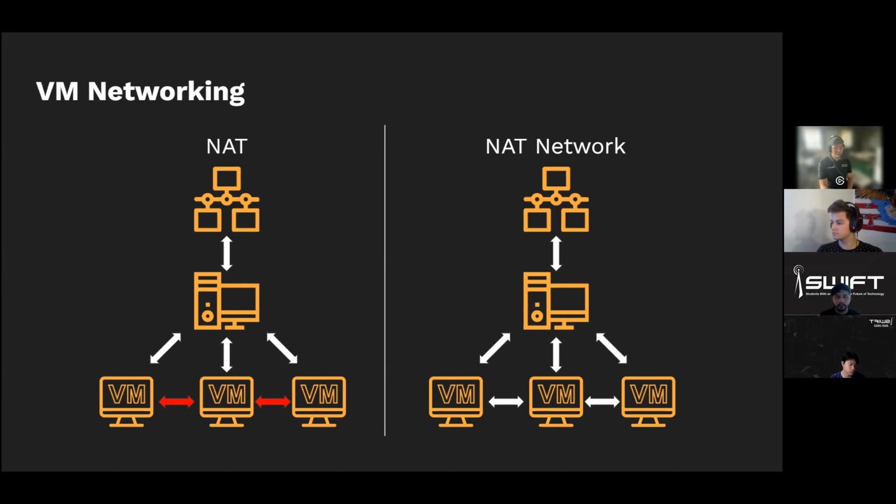A NAT network is essentially the same thing as just a regular NAT, like the one on the left, but the difference is the virtual machines are assigned unique IPs, and then they could actually ping each other like that. The thing with NAT networks, the one on the right, is that you actually have to assign them a NAT network, but don't worry, Luis is going to walk you through that.